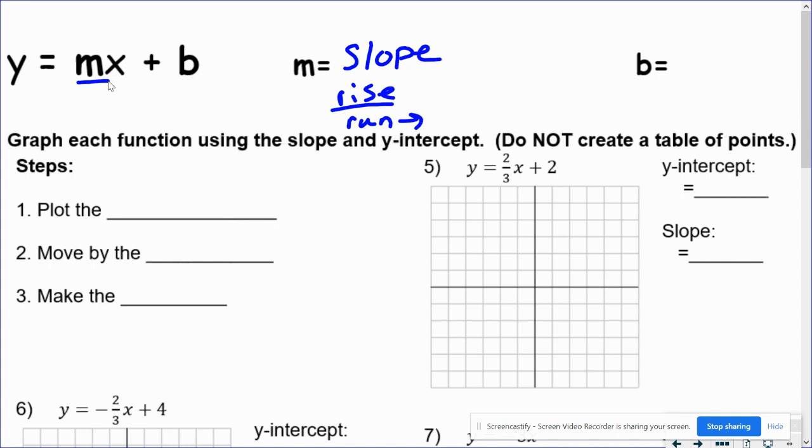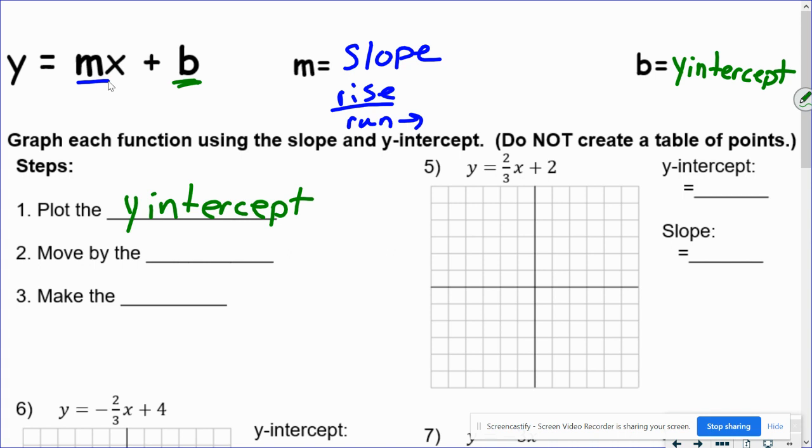Okay. The number we are adding or subtracting is our y-intercept. So there are 3 easy steps to be able to do this. First, identify your y-intercept and your slope. After we do that, we can plot the y-intercept. So plot the y-intercept. We're going to solve number 5 with the steps.